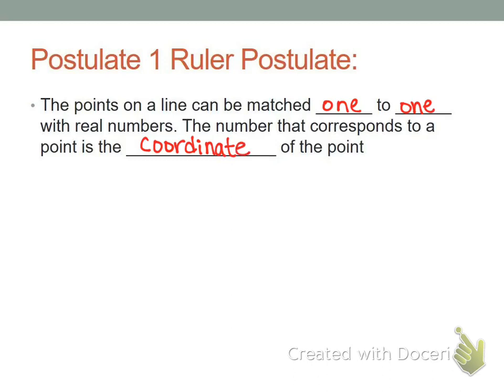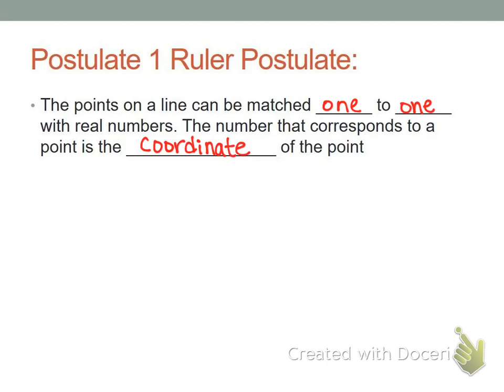That really is nothing new. That really just means we're talking about like a number line or a segment. Every point on the line is assigned to one number. That's what the whole 1 to 1 means.